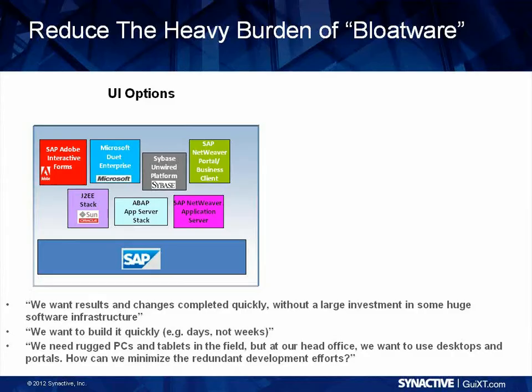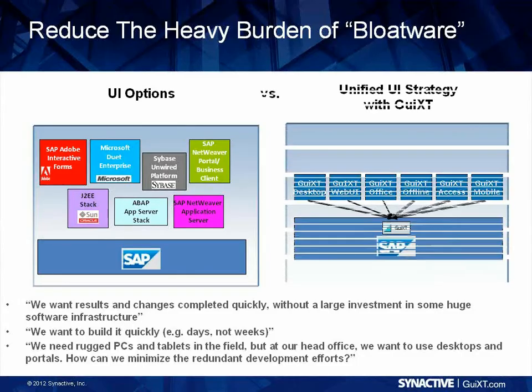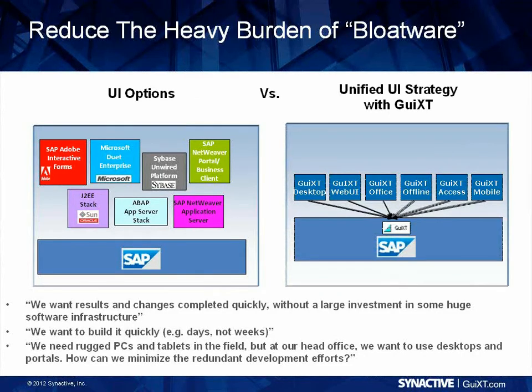And they need rugged PCs and tablets in the field. Maybe in the head office they want to use desktops and enterprise portals, but they also want to minimize the redundant development efforts. GuiXT is really the only solution that provides one cross-platform framework for multiple touchpoints that includes not only mobile devices, but also simplified desktop SAP interfaces for SAP GUI, Excel, PDF, and Enterprise Portal front ends. The GuiXT architecture has a direct connect to SAP, which eliminates programming and the need for third-party application servers and bloatware.